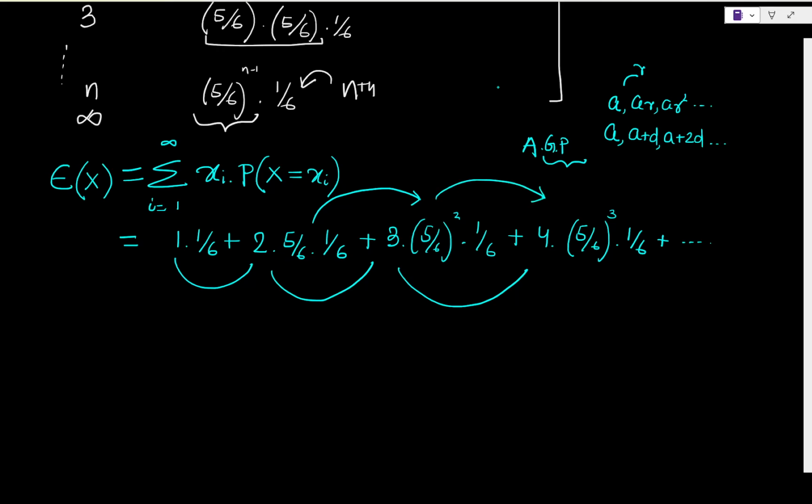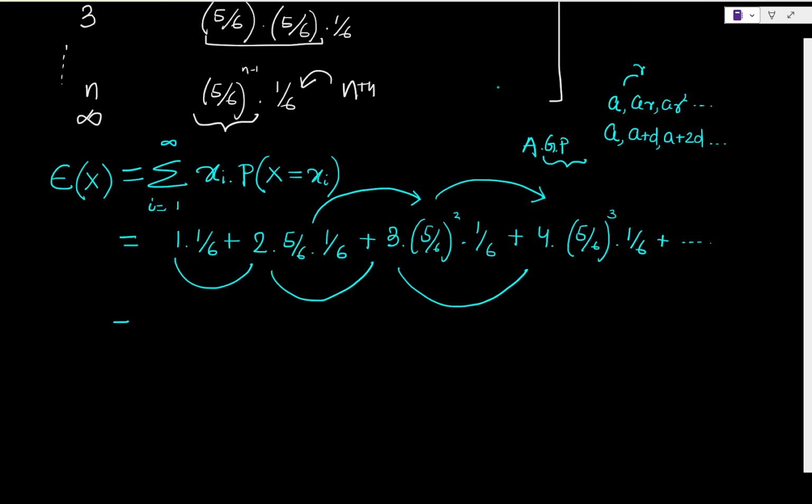I am not going to get into the exact mathematical rigor and the definitions as to whether this fits into the definition of an AGP or not. Because in the end, what we should know is how to solve such kinds of series. So now the problem has translated itself into being able to solve this particular series. How do we do that?